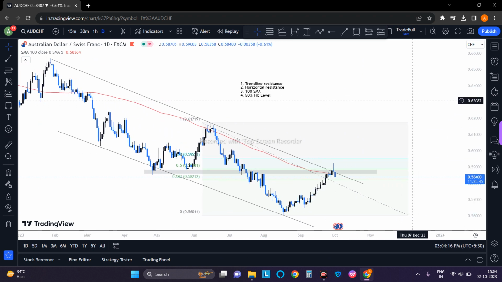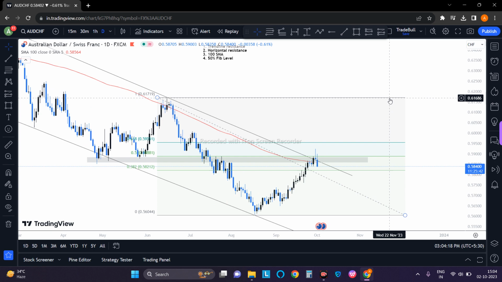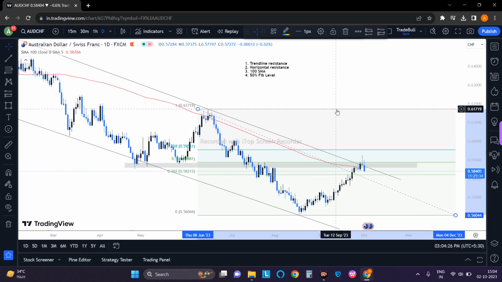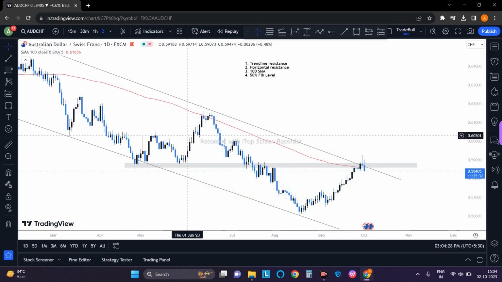Right, so there you have it. And this is a very great setup. So now I'll just remove the Fibonacci level so that we can view this better. But now let's see, if I am entering this trade, what is my risk to reward ratio?